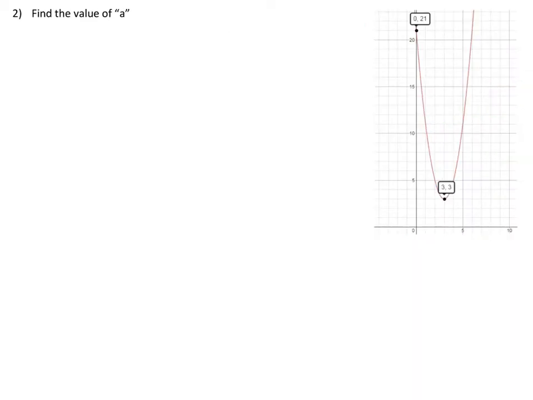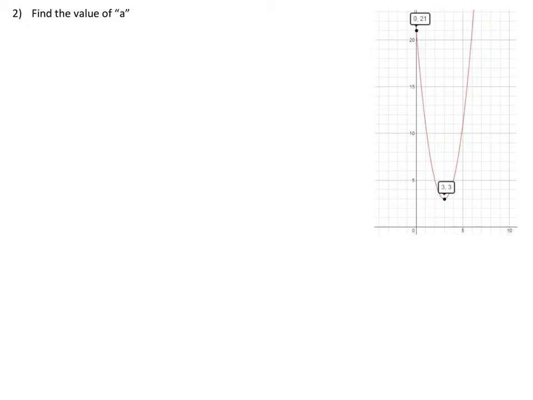So in this example, I'm asking you to find the value of a. And in the past, we would have always looked to see where the parabola crosses the x-axis. And in this situation, the parabola does not cross the x-axis, so we cannot use factored form. So it becomes kind of tricky when you're stuck in this situation. And that means we're going to have to use other tools.